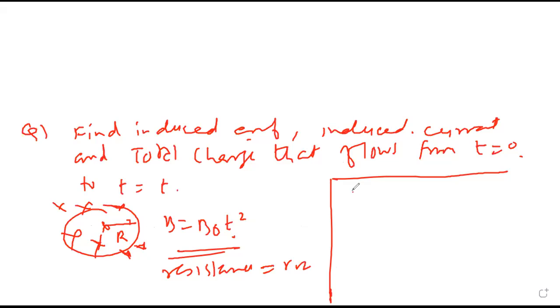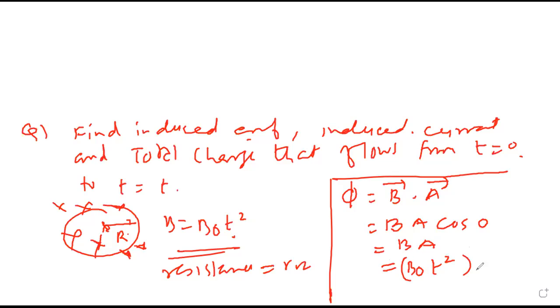The flux is B vector dot A vector. Now B is perpendicular inward, the area vector is also perpendicular, so both are in the same direction. BA cos 0, that is nothing but B into area A. B is B naught into t square and area is pi into radius R square, so we got flux. Now we are interested in induced EMF, which is the rate of change of flux. So E is the rate of change of flux in magnitude. Pi R square is constant, B naught constant, t square becomes 2t.